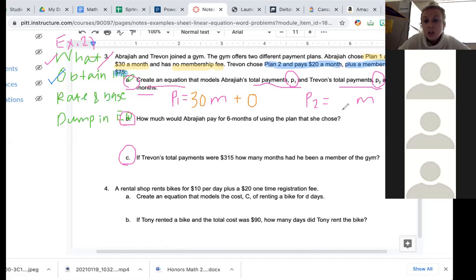All right, plan 2. What is my rate? How much is he paying every month? 20. That's how much it's going up every month. And then plan 2 does have a fee. It says plus a fee of what?